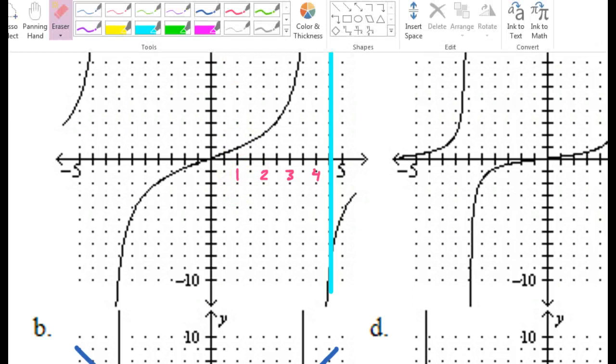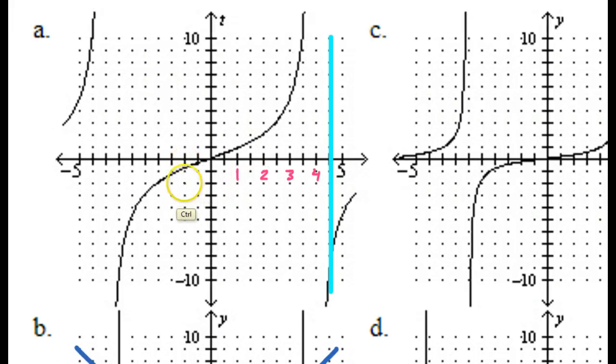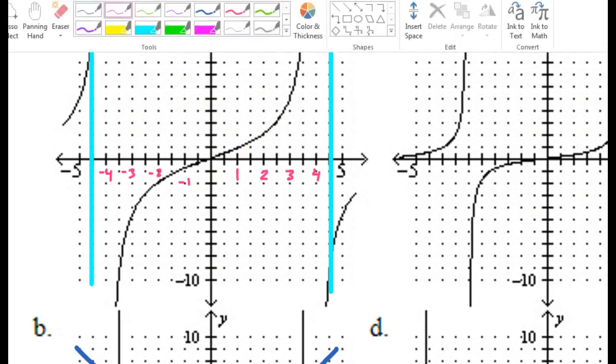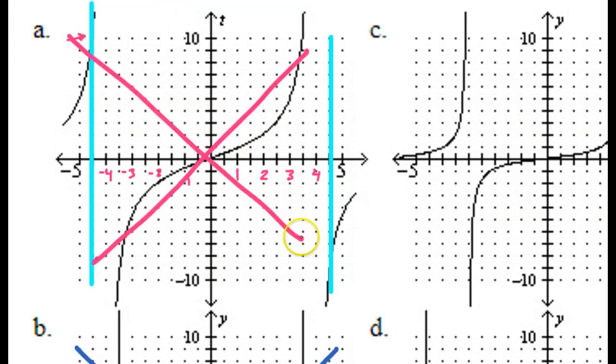Look at the other side. So this would be negative 1 and negative 2 and negative 3 and negative 4. So again, the asymptote should be here at negative 4.5. But you can see that the graph crosses that. The graph touches that line. So that tells me that this is not the answer. So I'm going to go ahead and throw this out.